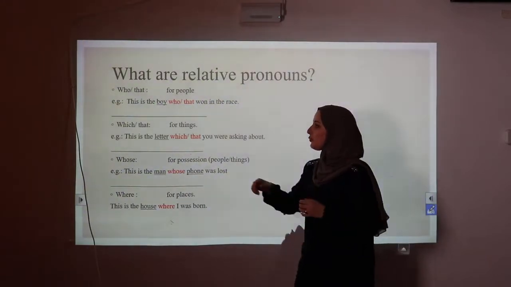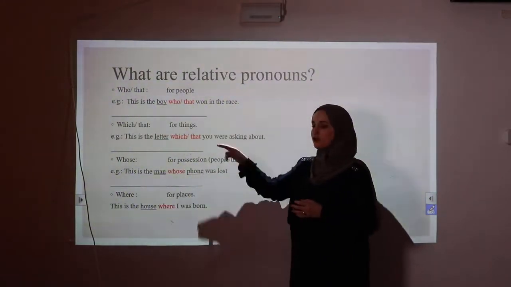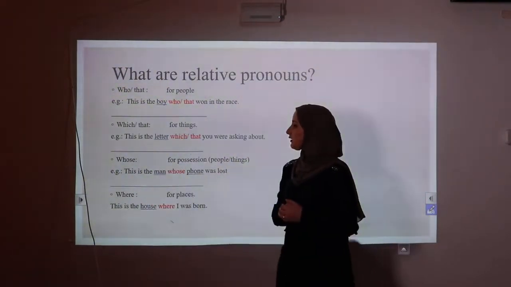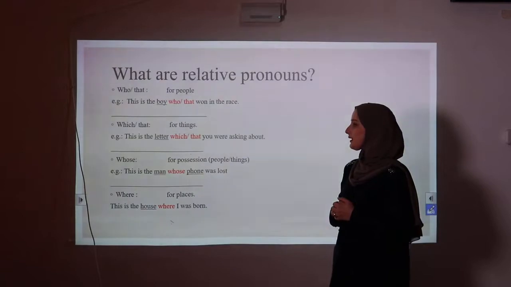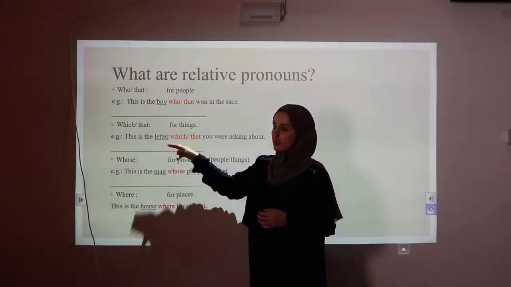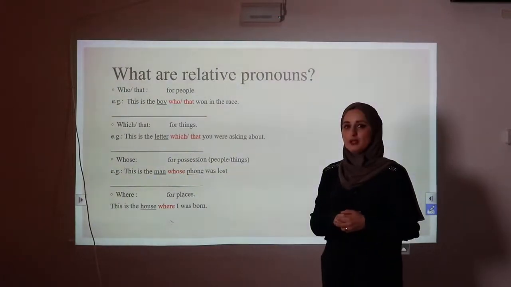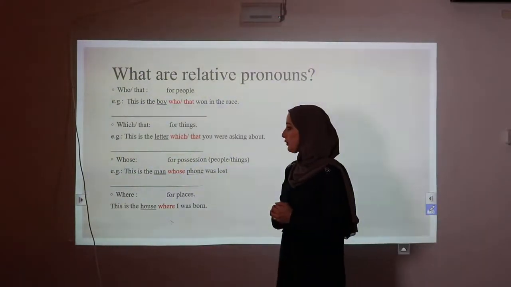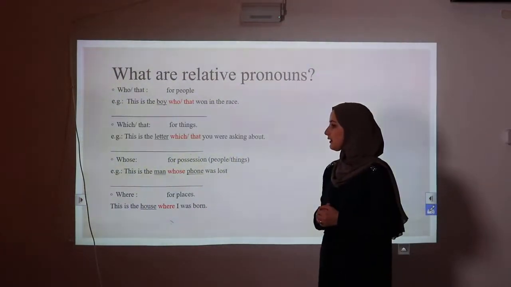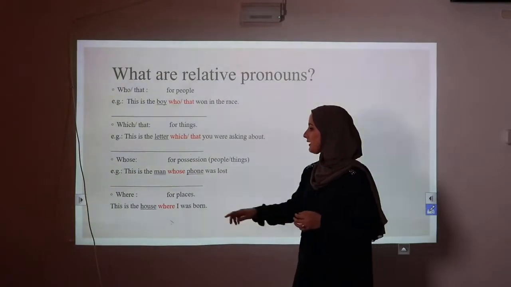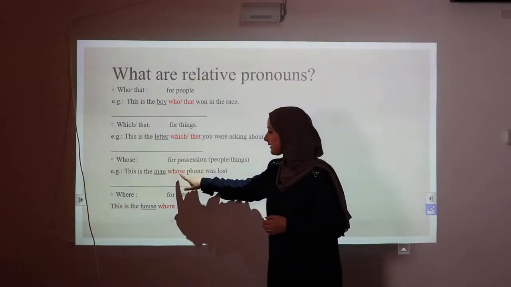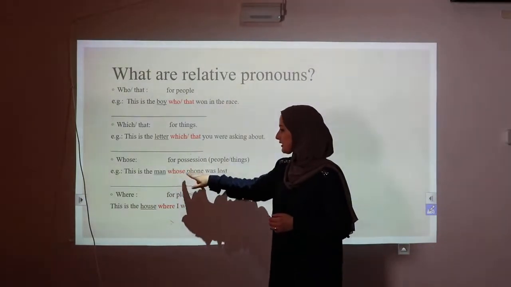Number 2, which or that, they stand for things. The example, this is the letter which or that you were asking about. Which refers to the letter, which is a thing or an object. Number 3, whose. Whose is used for position, whether we are talking about people or things. The example, this is the man whose phone was lost. So whose again describes or is used to express position.